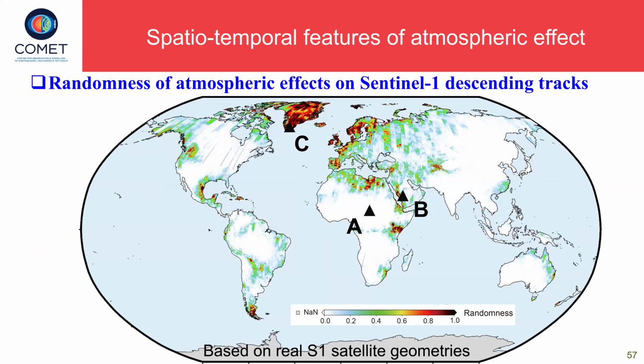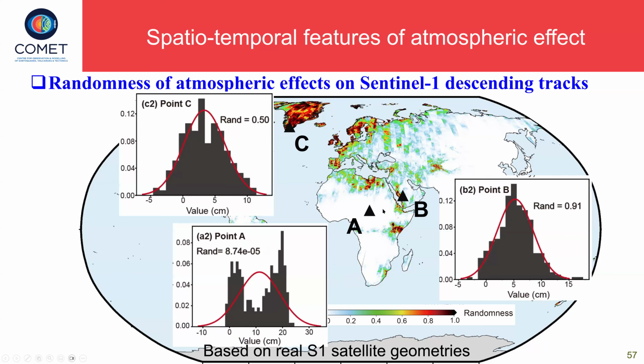And this is the randomness of the atmospheric error. If the atmospheric error is random, it becomes much easier in time series analysis because we can use a low-pass filter to remove all the random noise. But actually, in most cases, the atmospheric effect is not random. The randomness is very low in most areas around the Earth. So it becomes much harder in time series analysis. So in most cases the tropospheric error is not random.